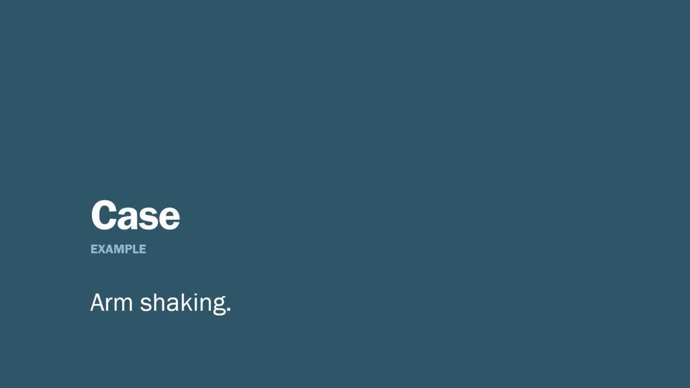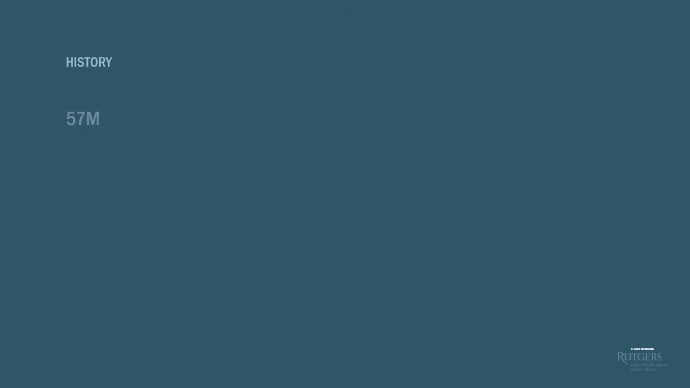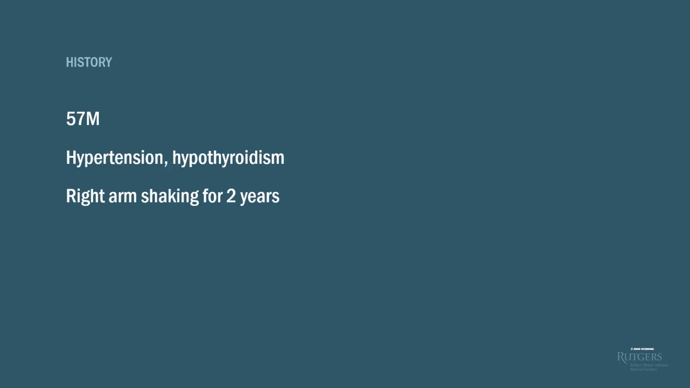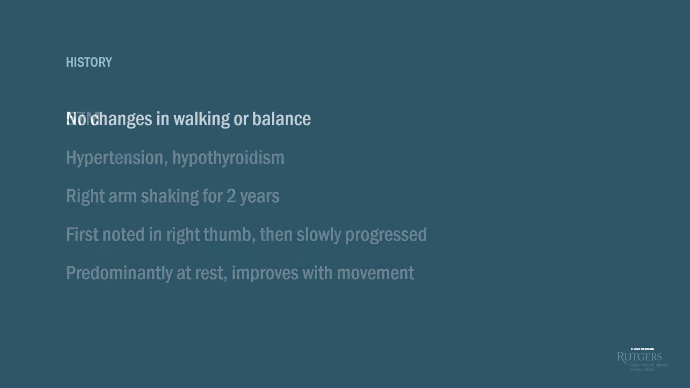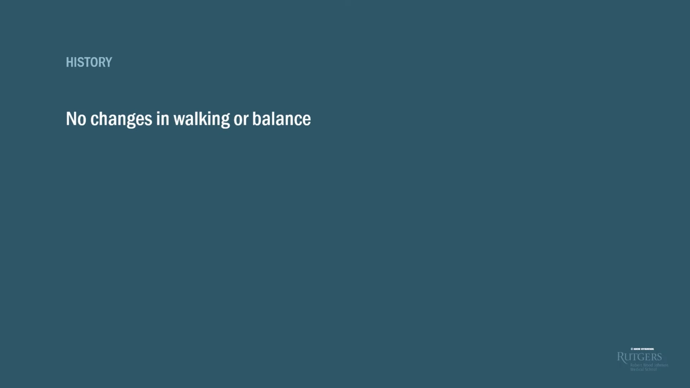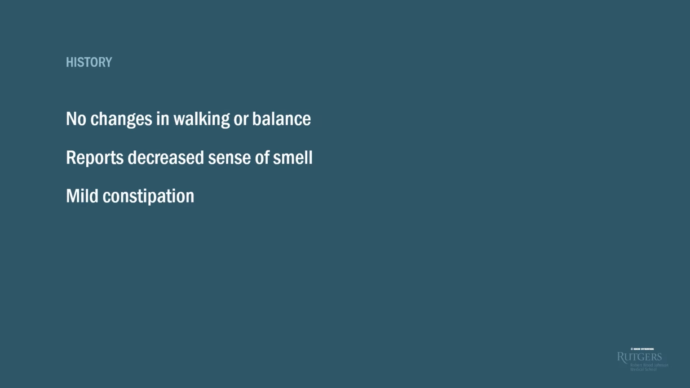We begin with a case. A case of a 57-year-old male. He has a history of hypertension and hypothyroidism. And he presents with a 2-year history of right arm shaking. He first noticed the symptoms in his right thumb, and they slowly progressed to involve the hand. The shaking occurs predominantly at rest and improves with movement. He denies changes in walking or balance, but admits to mildly decreased sense of smell and constipation.